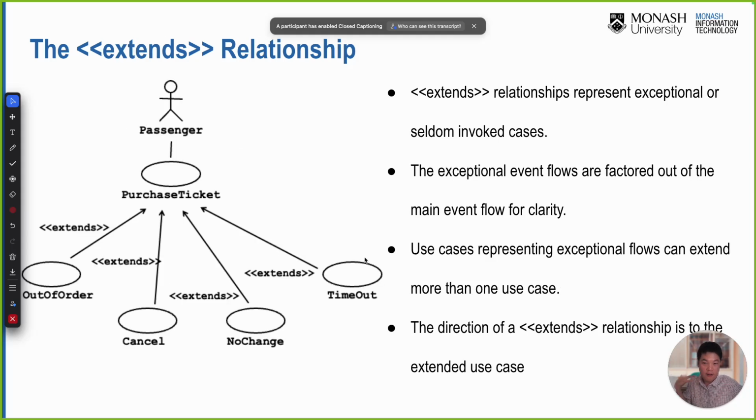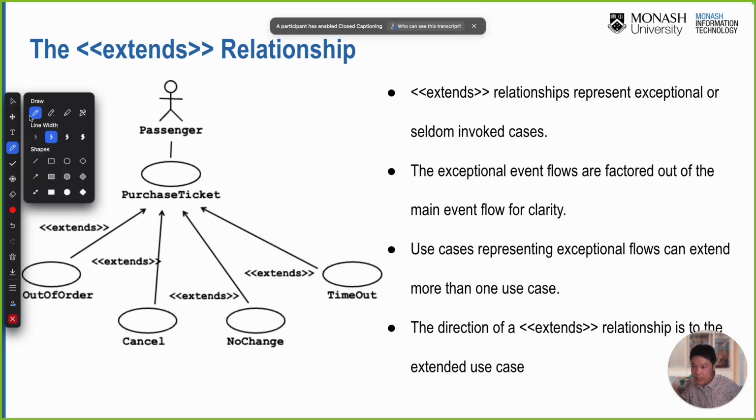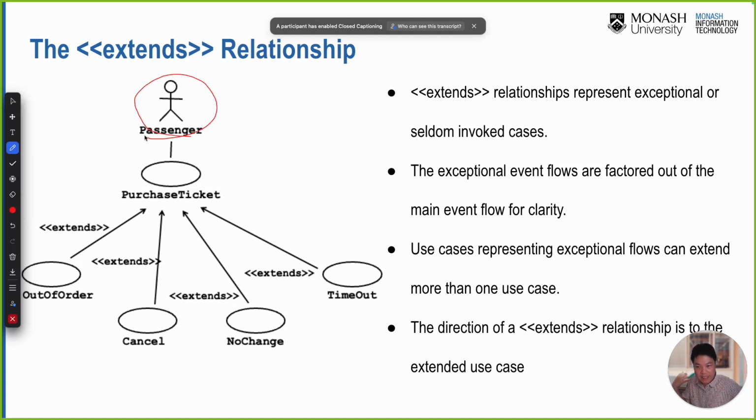That's the include. And what about the extend, right? Let me draw it again. We have the passenger here. First, they have to purchase the ticket, okay? That's the first use case of the passenger. Once they purchase the ticket, these are the four optional use cases that they can do, okay?